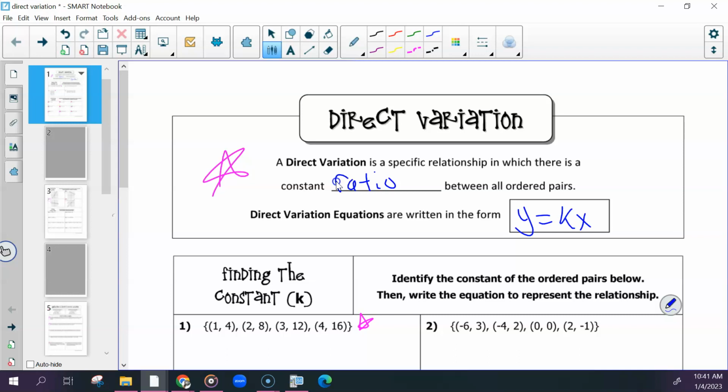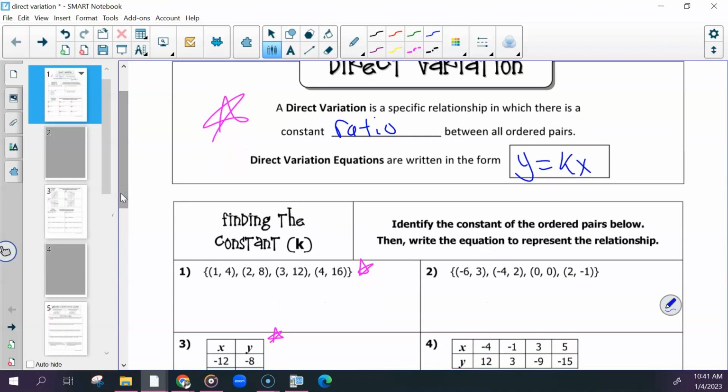And then, as we're using this equation, the k is your constant. You'll hear or see it be called constant of variation, constant of proportionality, interchangeable. The way we find our constant k is y over x.